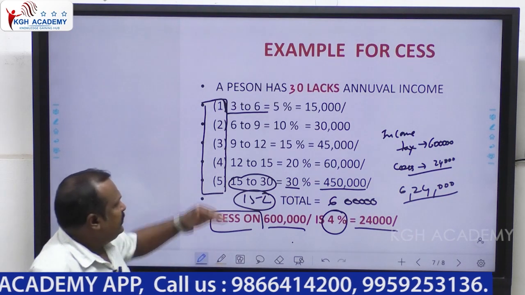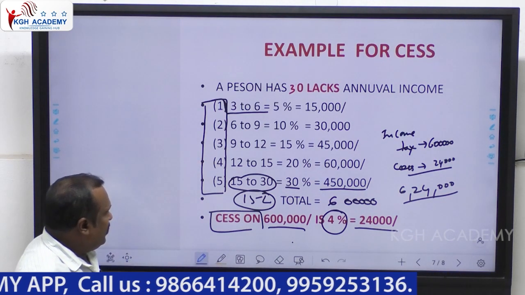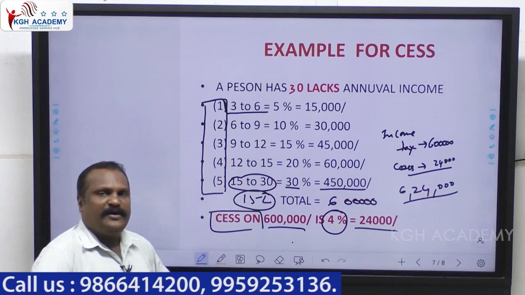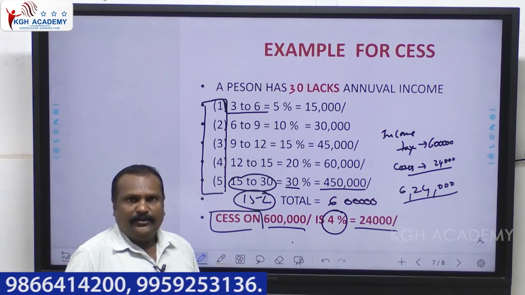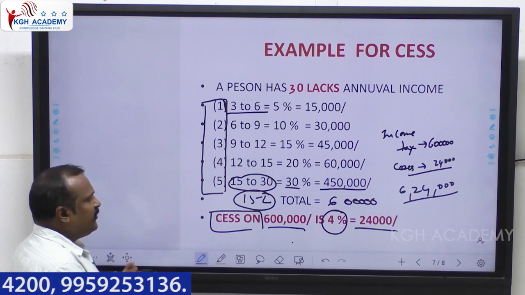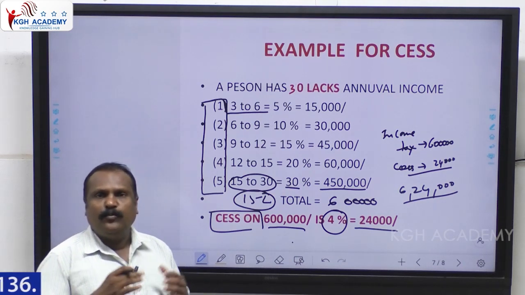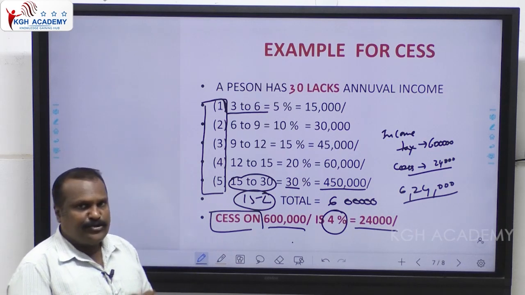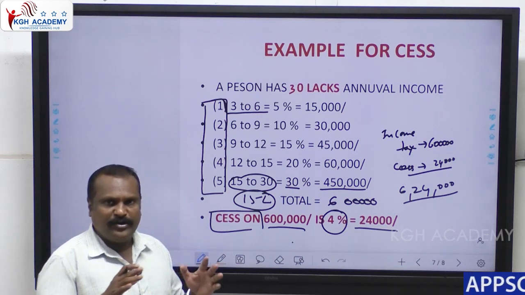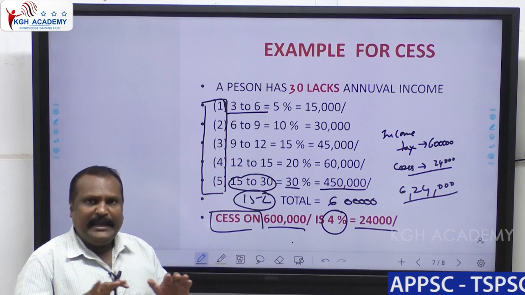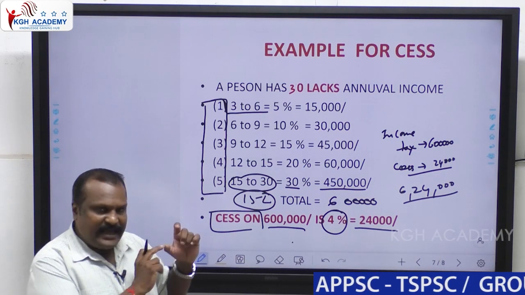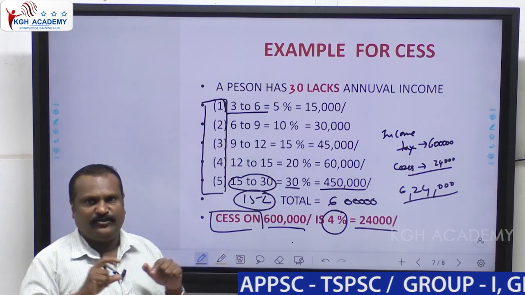So he should maintain these 5 slabs and he has to pay the 4% cess to the central government. The income gained from the cess should be used for the education and health of the poor people in the society. Income from the cess should not be used by the government for any other purpose. So this tax is introduced for a specific purpose only.